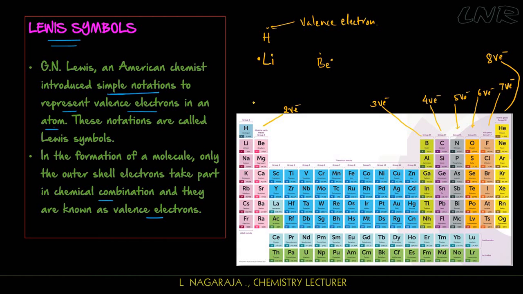So the presence of valence electrons in the atoms is represented by using dots. Each dot indicates the presence of one valence electron. The number of valence electrons present in an atom is introduced in the simple notation called Lewis symbols. So in the examination they may ask what are Lewis symbols. Lewis symbols are a simple notation used to represent the number of valence electrons in the atom.